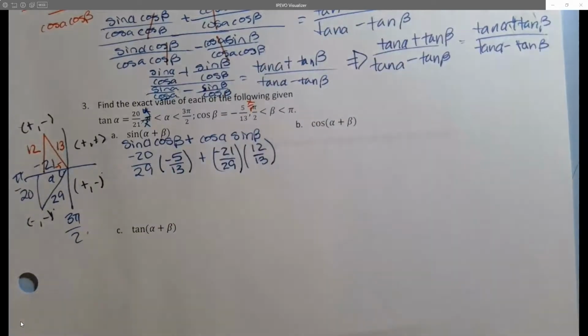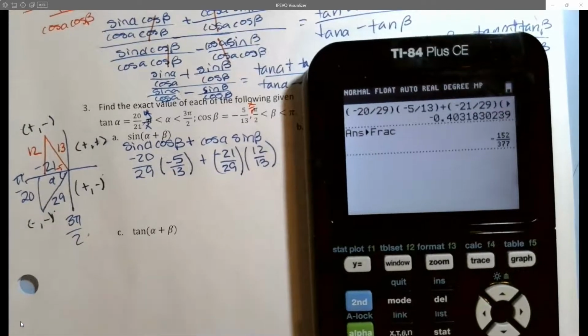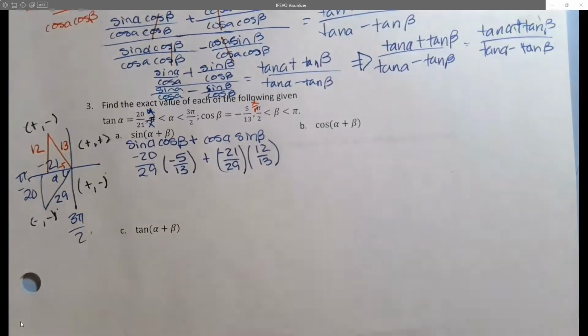So then I want to add those together. I can add them on, or multiply and then add. So I can do this all at once on my calculator. So it gives me a decimal. If I go to math fraction, it turns it back into a fraction for me, which gives me negative 152 over 377.